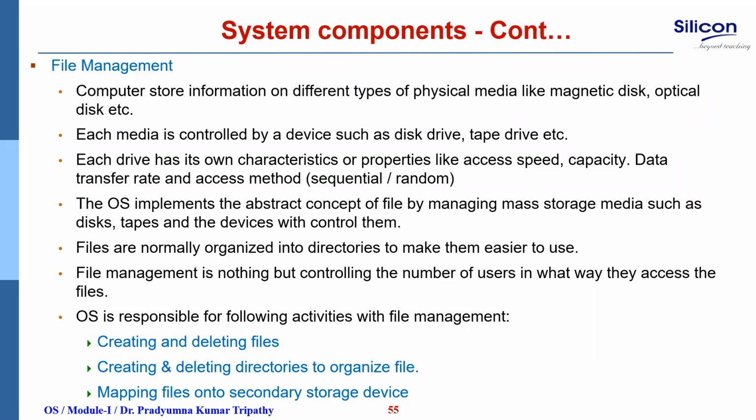The data transfer rate is different from one device to another. The access method may also be different from one device to another. For example, magnetic tape may be sequential access, whereas your hard disk may be random access or direct access. So every device has different characteristics, but we have to store our file in that location. I have a file I have created in memory, but I want to store it on the disk. So we need a mapping from main memory to the disk.